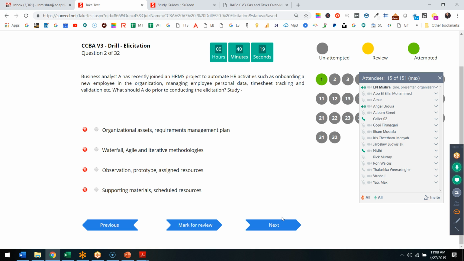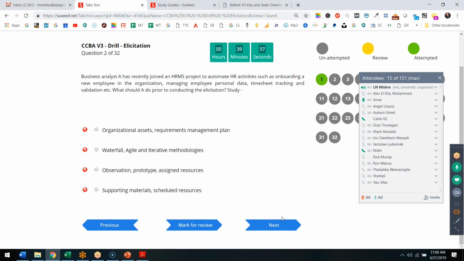We'll say C. C for Charlie. Is that what you said? The third option, observation prototype. Okay. Amar? Yeah, I will also go for C.